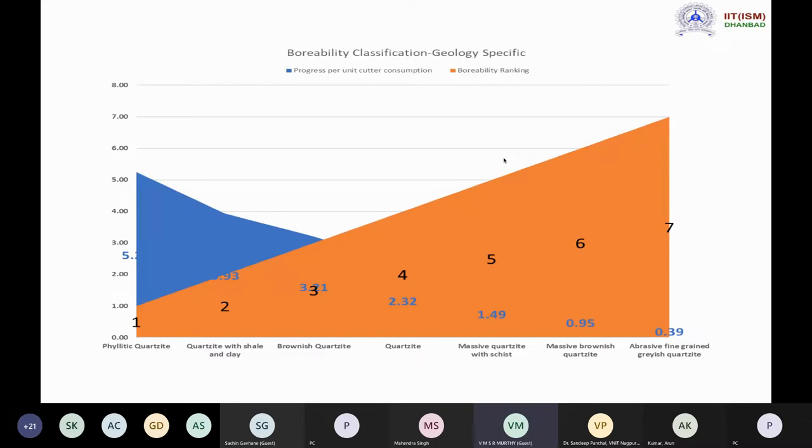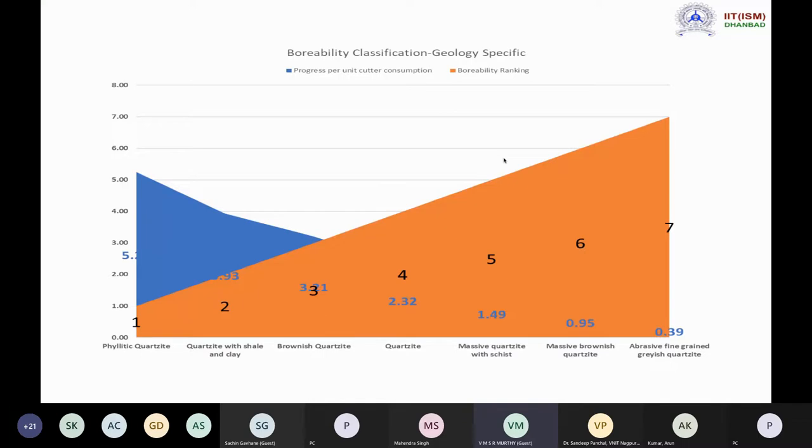So this may help us to rank the borability of the tunnel, because it combinedly captures the progress, which is again dependent on the rate of TBM advance, and the cutter consumption also on the other side. So both the things can be combinedly captured and ranked, so that the higher the rank, the more difficult it is. The lower the rank, the better it is.